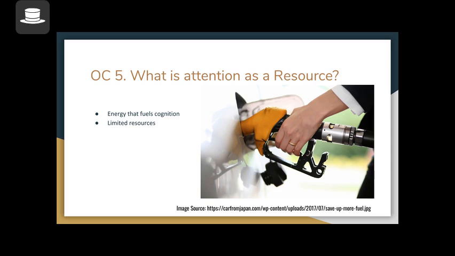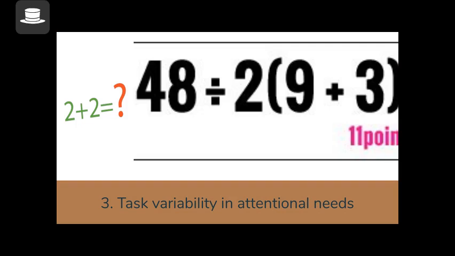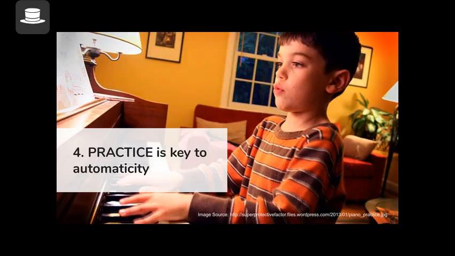So, just to review quickly, attention as a resource is the energy that fuels cognition. And we know that this energy is limited. And the two important attentional ideas, I want to review those one more time. The task variability in attentional needs. Different tasks require different amounts of attentional resources, and you can change how much of attentional resources a task requires by practice. The more practice you do, the fewer attentional resources it requires. In other words, practice is key to automaticity.